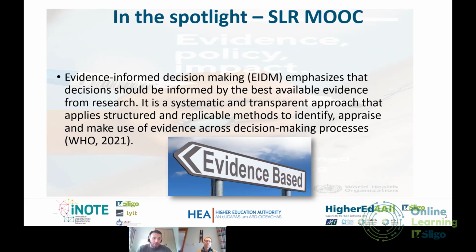So again, the definition there is that evidence-informed decision-making emphasizes that decisions should be informed by the best available evidence from research. It is a systematic and transparent approach that applies structured and replicable methods to identify, appraise, and make use of evidence across decision-making processes. So essentially, that is telling us that the way we make decisions should be transparent and clear, so that others afterwards can see why, and they could repeat it.